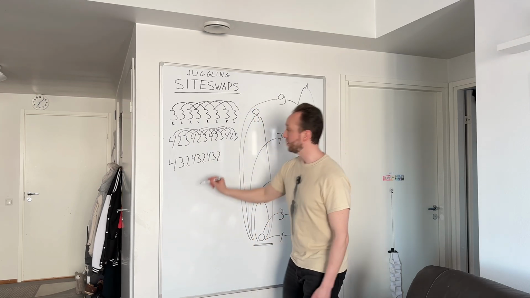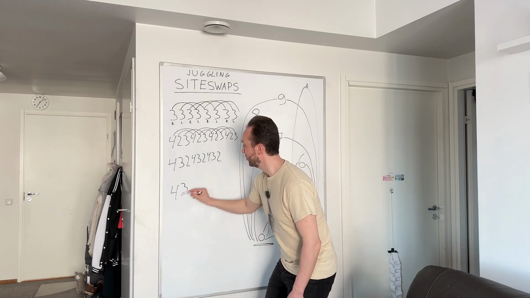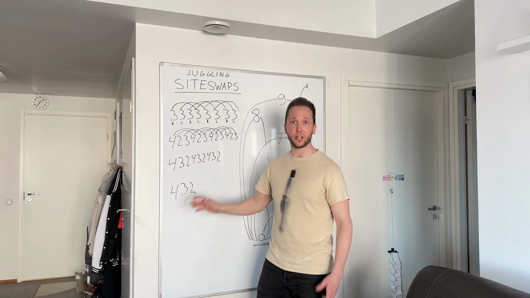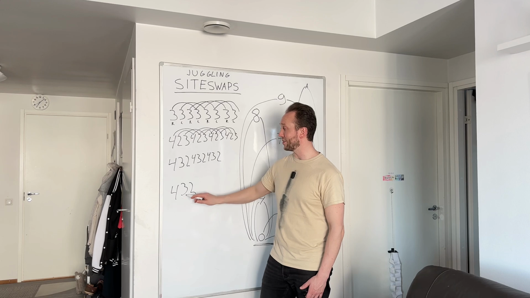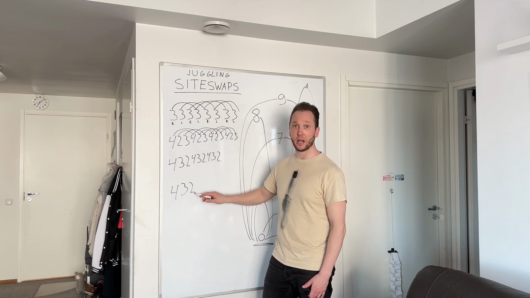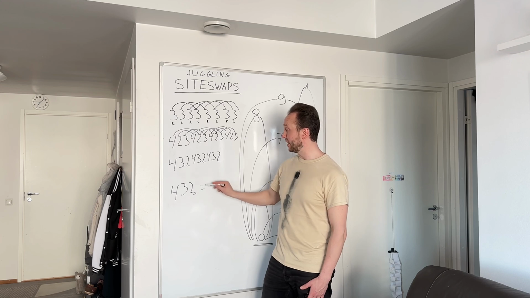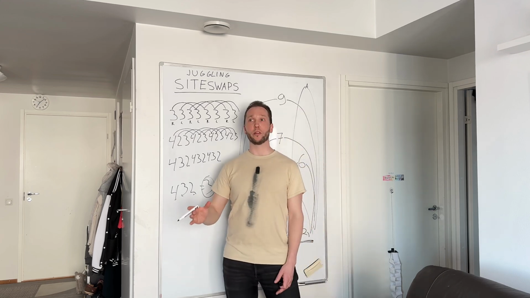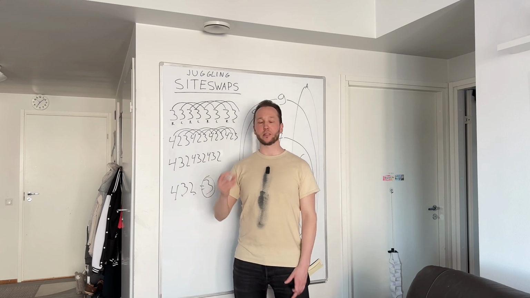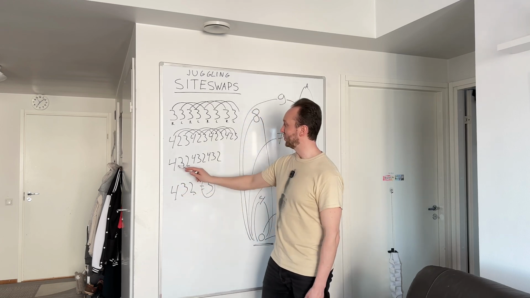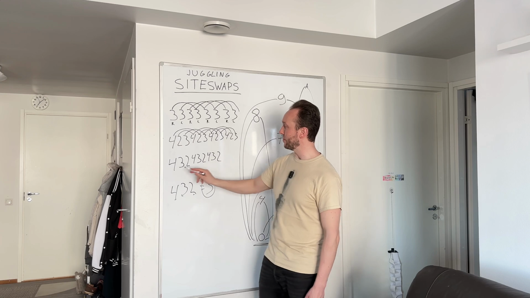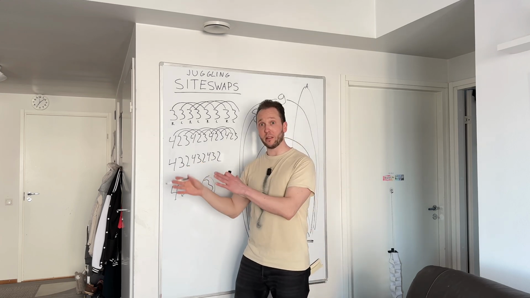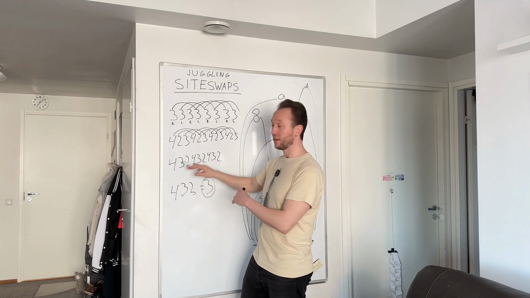So if we just look at the pattern, 4, 3, 2, and we count it like we did before, 4 plus 3 is 7, plus 2 is 9, divided by 3 balls, 9 divided by 3 is 3. So we can be like, yes, it's a 3-ball trick. We can do it. And then we try it and it's like, nope, you can't. So if we put it here this way, we can see that it doesn't work. Even if the math is correct, this math is not, okay?